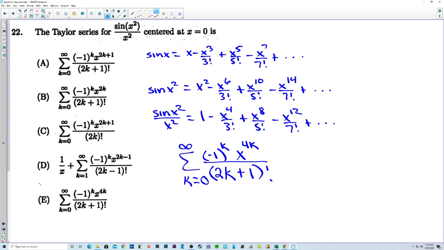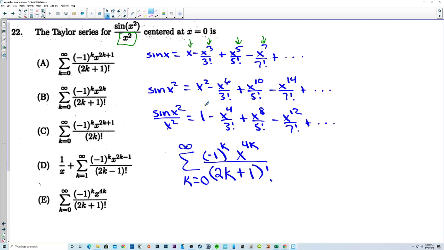The Taylor series for sine of x squared over x squared centered at 0, a Maclaurin series, is, well, sine of x is an odd function. So here we get the odd powers, and of course, sine is an alternating sequence. Then we're going to replace x with x squared, so x squared, 6th, 10th, 14th. But then we're going to factor out or divide out 2 of those x's. So then that becomes 1, x to the 4th, x to the 8th, x to the 12th.